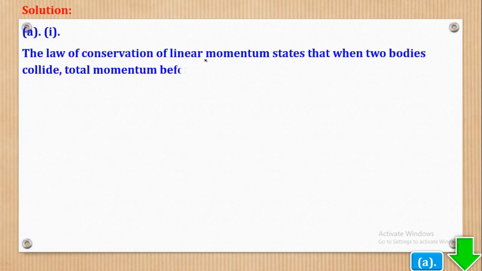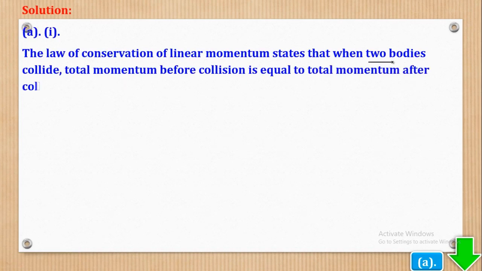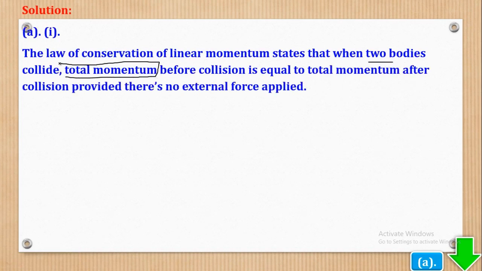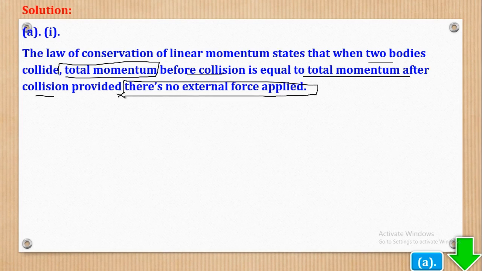The law of conservation of linear momentum states that when two bodies collide, total momentum before collision is equal to total momentum after collision, provided there is no external force applied. This last bit, most students forget it, but it's very, very vital. So that was Roman 1. Now we shall go to Roman 2.